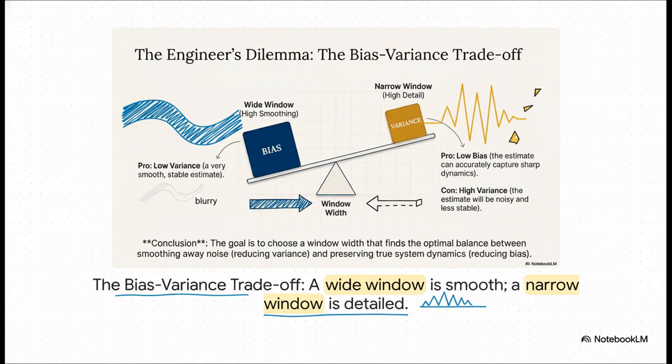And this brings us to the absolute heart of the matter, the bias-variance trade-off. This seesaw is the perfect analogy. On one side, if you use a really wide window, you'll get a beautifully smooth result that's low variance. But you might blur out some of the sharp, important details of your system. You've introduced bias. On the other side, you could use a super narrow window. Now you'll capture every tiny little peak and valley. That's low bias. But your estimate is going to be noisy and jumpy again.